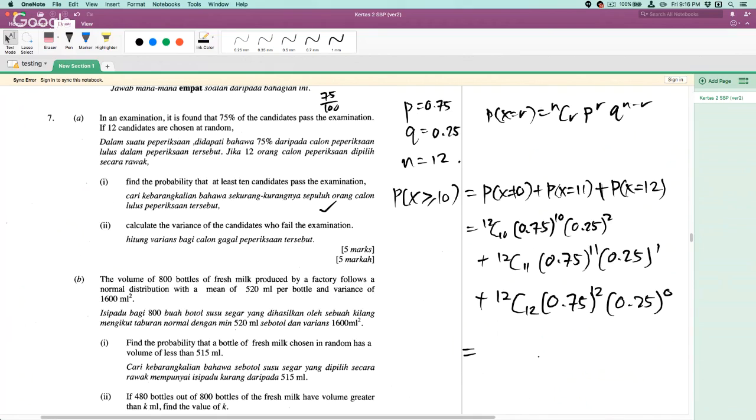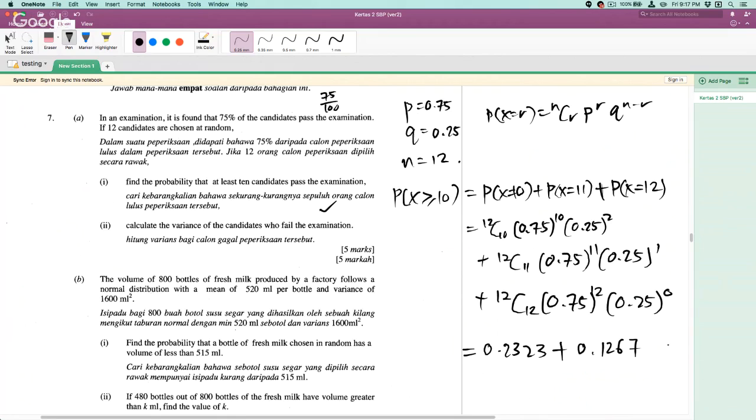Okay, maybe we do it together. Let me do it quickly. 12C10 multiplied by 0.75 to the power of 10, multiplied by 0.25 to the power of 2. The first one, I will get 0.2323, plus the next one. I just change the power in my scientific calculator, changing 10 to 11, so I will get 0.1267.